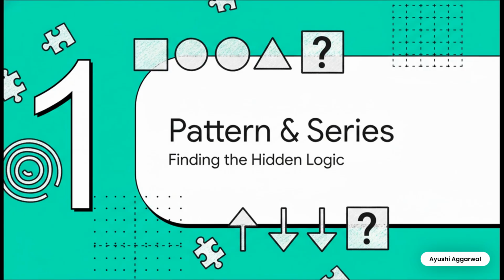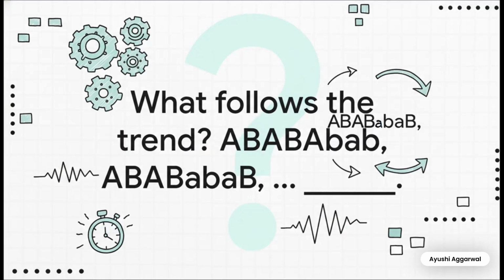Now, this topic is a direct test of your observation skills. The examiner wants to see just how quickly you can spot that hidden logic. Okay, here is our first question on the screen. Take a good look at this series. You've got AB, AB, ABA, then AB, AB, AB, AB. What do you think comes next? Go ahead, pause for a second and see if you can crack the code. This is exactly the kind of question that puts you under pressure in the exam.